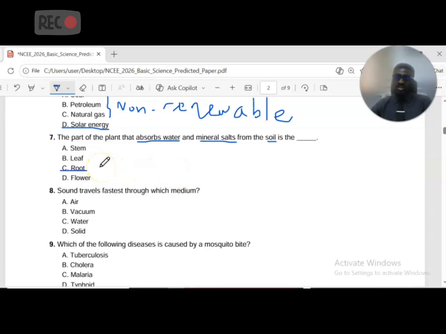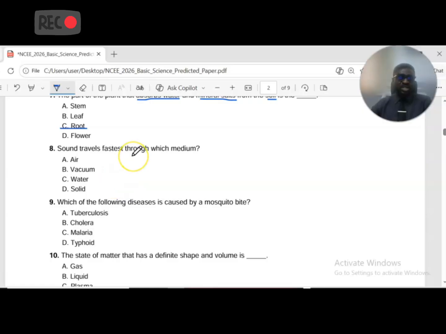The root possesses root hairs that extend into the soil and have the ability to absorb water and nutrients through the process of osmosis into the plant body for use in growth and development. I hope you've taken note of that. Question 8 says sound travels fastest through which medium?